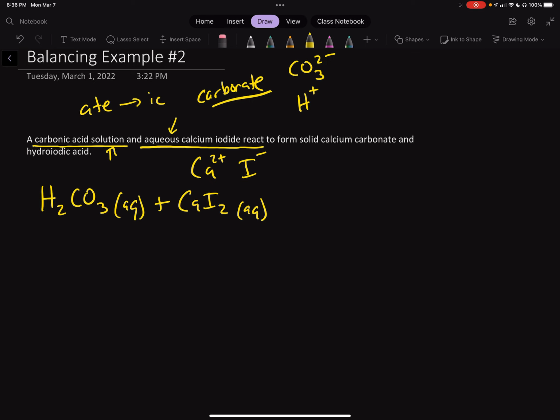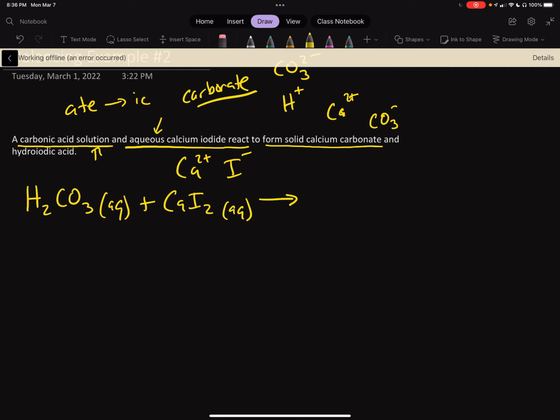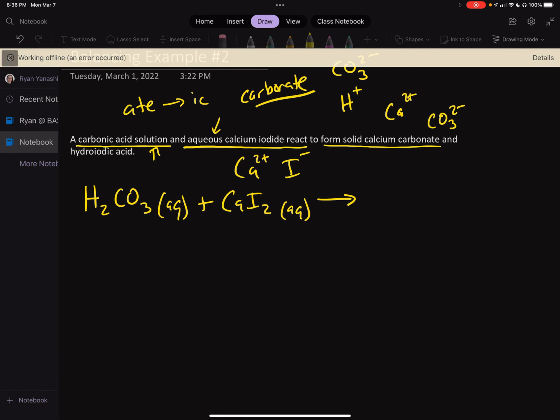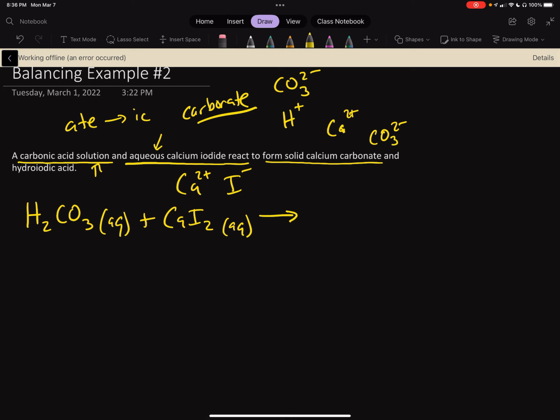And then the word react came next, so we just do our reaction arrow. And we are forming solid calcium carbonate. Okay, so calcium again is the Ca2+, carbonate is the CO3 2-. And we would need 1 of each since they both have a charge of 2. Calcium carbonate, CaCO3. We only need 1 of them to make a neutral compound. And then they did say solid right here.